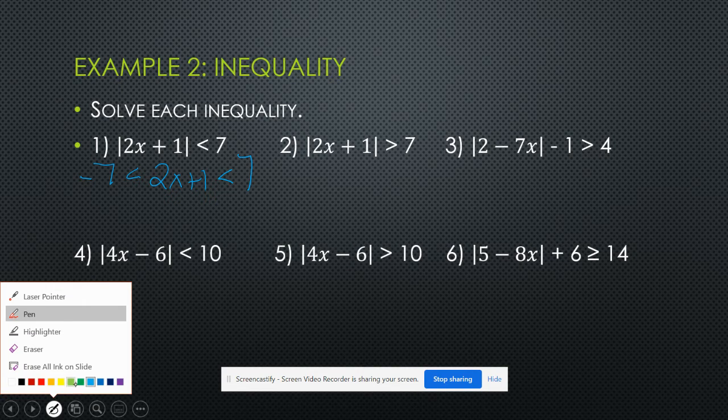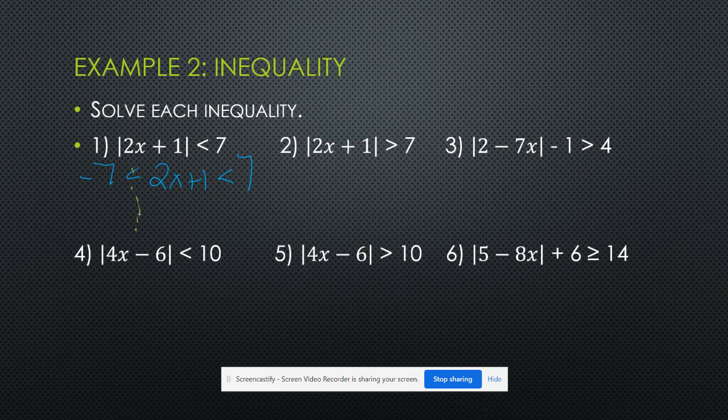From here, we're solving, and so we can solve this all together as 1, or we can solve them as 2 separate. I'm going to solve this one all together as 1. Remember, our goal is to get that x alone. So we have to move the 2 and the 1. I'm going to subtract 1 from all sides. So we have -8 is less than 2x is less than 6.